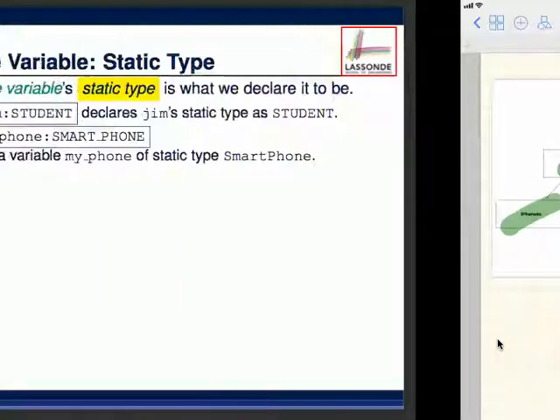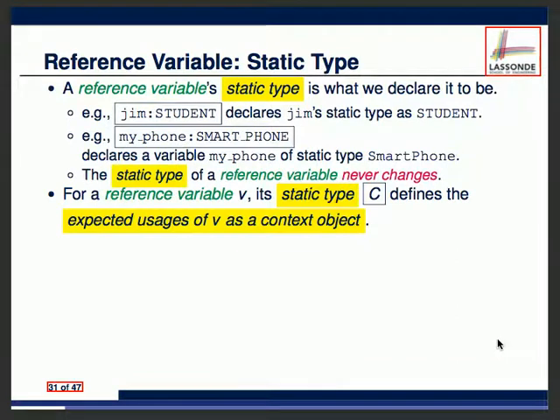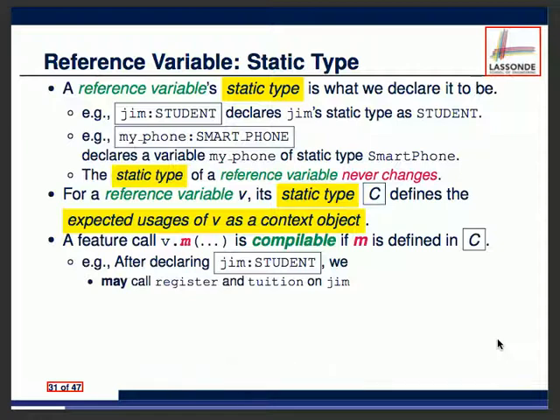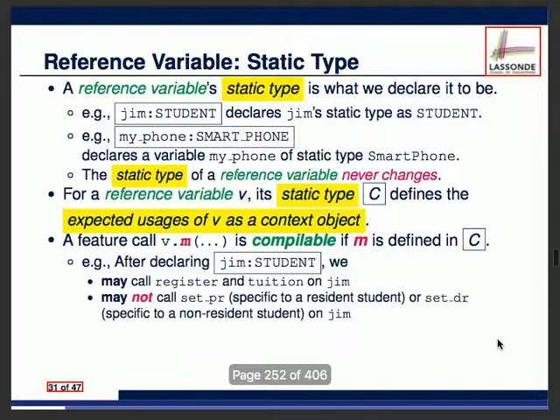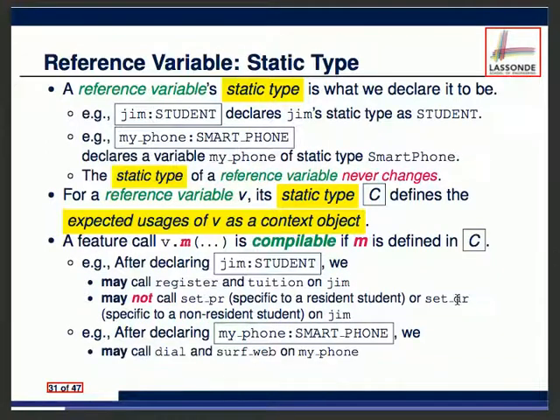Okay, now, the static type never changes, and the static type tells you exactly what you can expect from the variable. That's something we keep emphasizing. So now let's do one more. If I declare Jim to be a student, you can say Jim.register or Jim.tuition, Jim.name, Jim.courses, but you cannot say Jim.set premium rates because that's specific to resident students. You cannot say Jim.set discount rate either. That's specific to non-resident students. Similarly, for the smartphone hierarchy, you can refer to that.